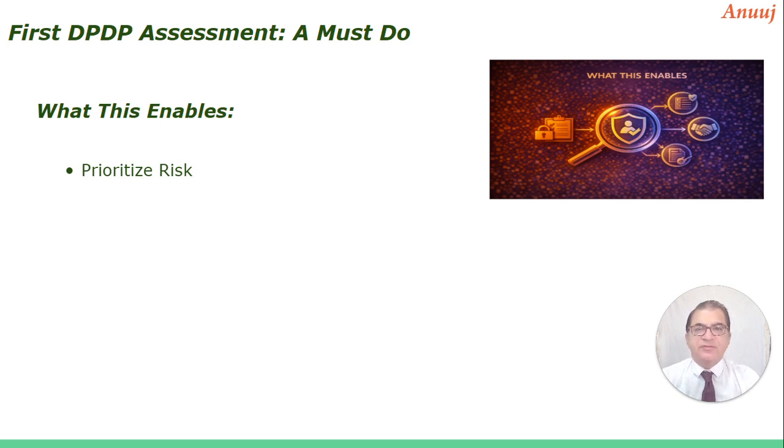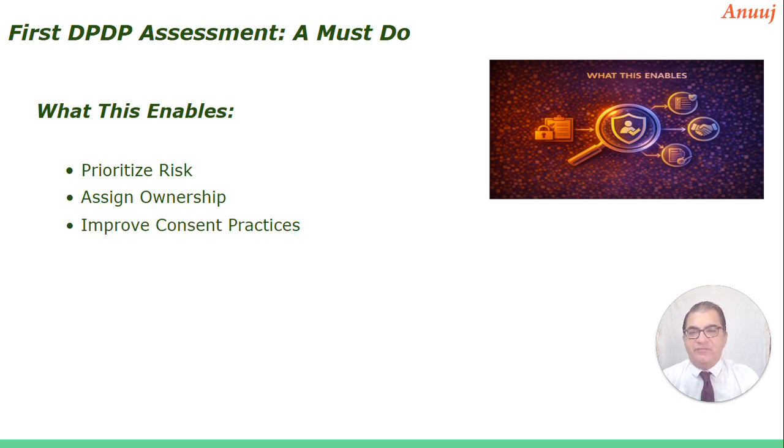Like I gave the example of shadow IT. No one knows what data is lying there for 10-15 years, but it can be moved around. Everyone can access it and everyone can handle it. Assign ownership to this data. Improve your consent practices and strengthen your vendor controls. Now I know what I'm going to work on, so I can handle that.